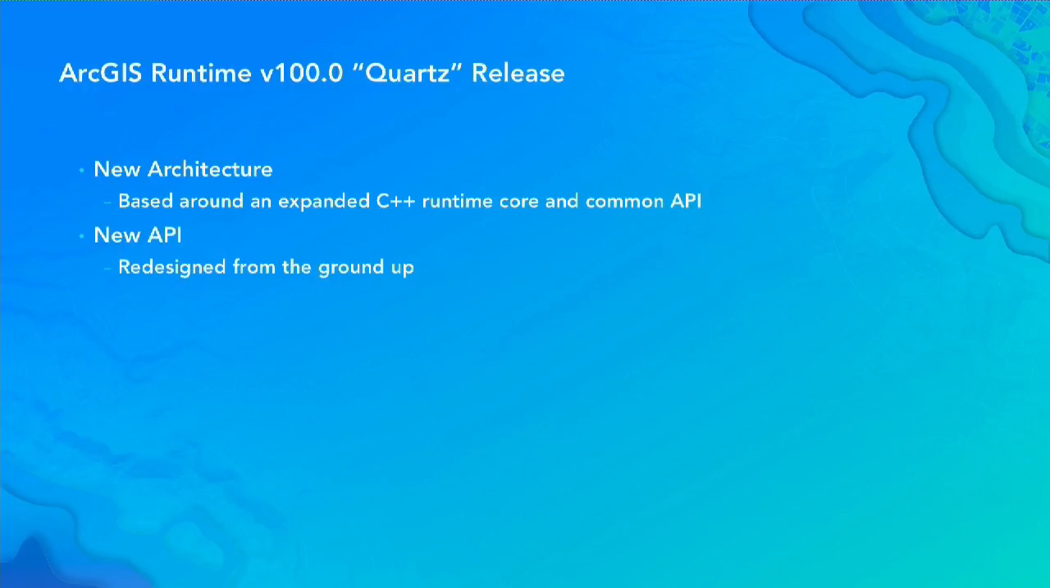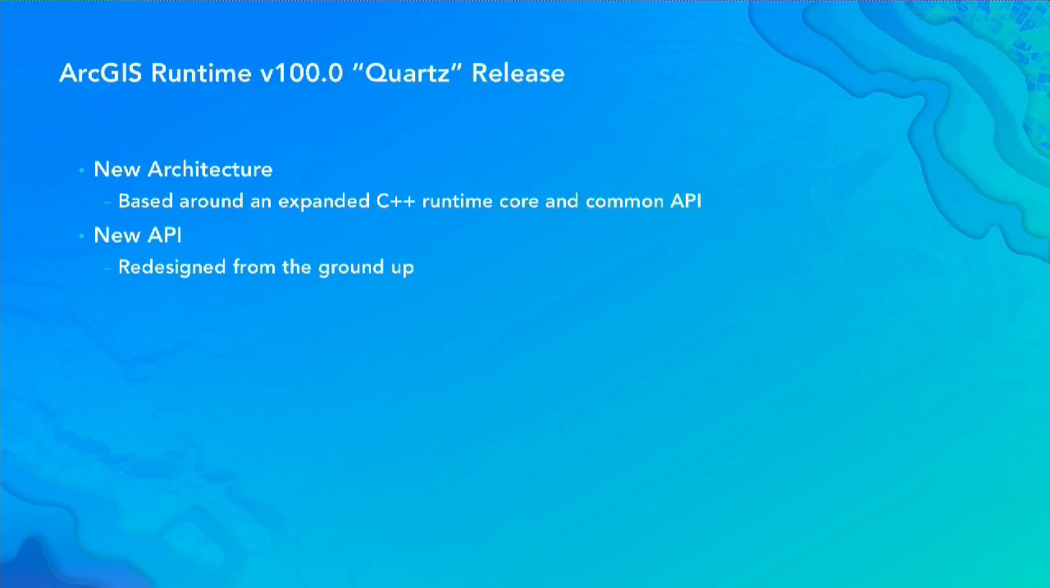So with the version 100, which was released a year past December, it was formerly codenamed Quartz, we released a brand new runtime architecture. And we did that for a number of reasons, and a number of benefits come out of that.